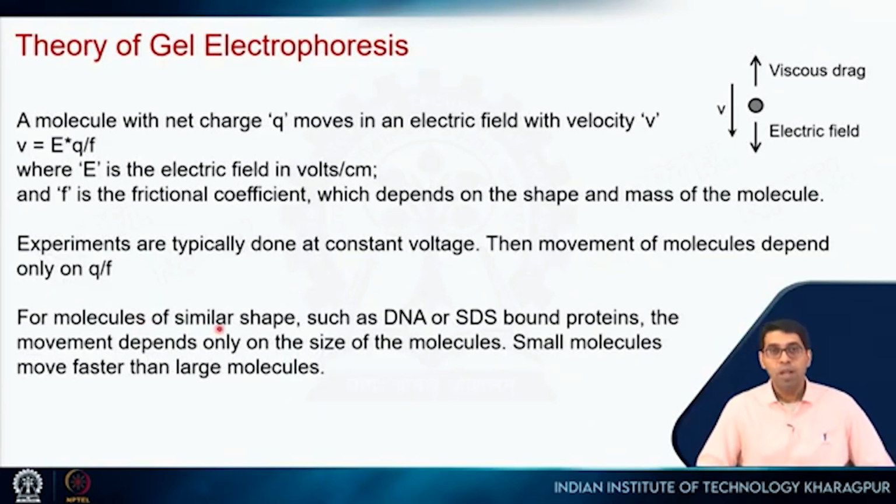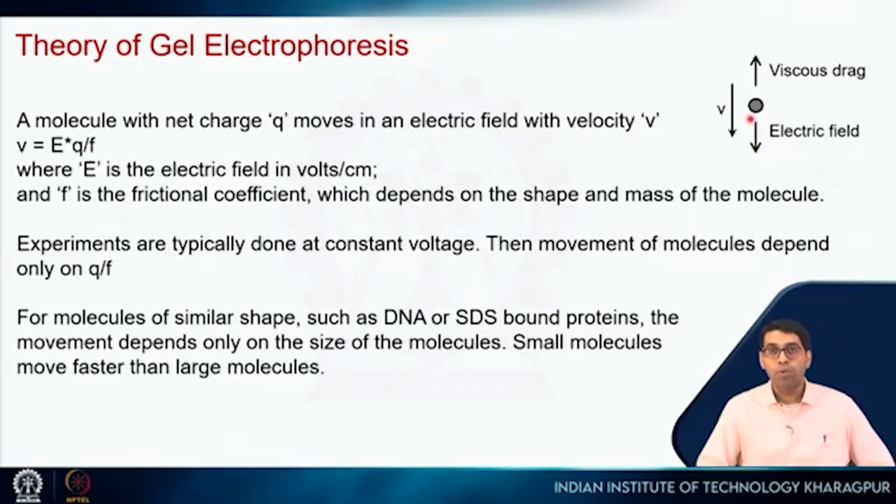So what is the basic principle? We have a charged molecule which is moving in an electric field. This is the situation that we have. We have a protein molecule or a DNA molecule. It has overall a negative charge, so it will move in the electric field from the negative end to the positive end.